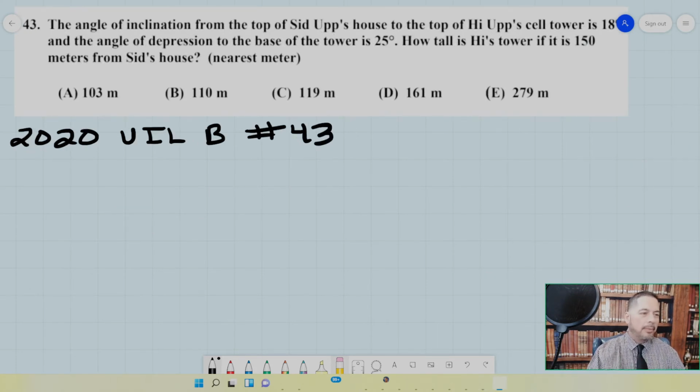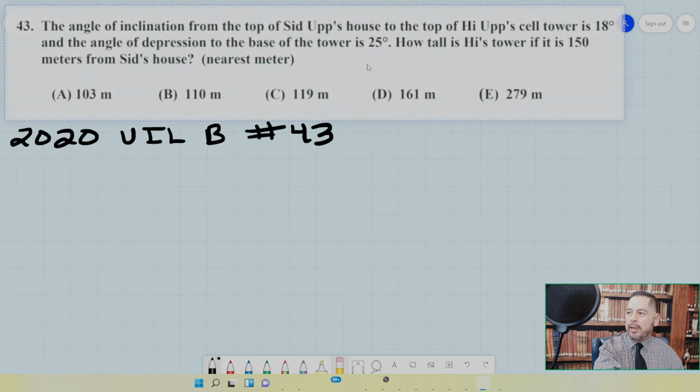All right. Our final problem is from the year 2020, the UIL B release, number 43. It says the angle of inclination from the top of Sid Up's house to the top of High Up's cell tower is 18 degrees. And the angle of depression to the base of the tower is 25 degrees. How tall is High Up's tower if it is 150 meters from Sid's house? All right, so there we go. Angle of inclination, which means angle of elevation.